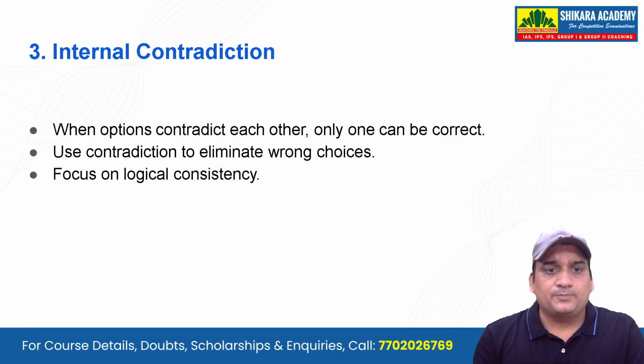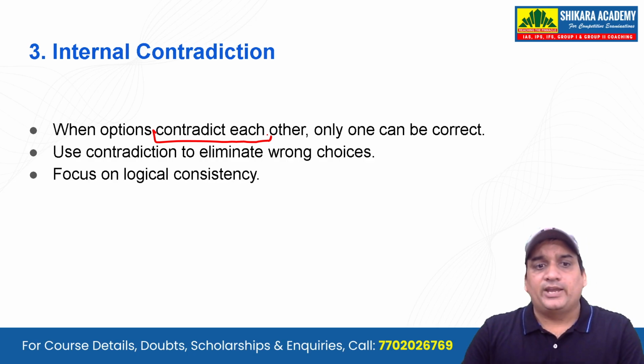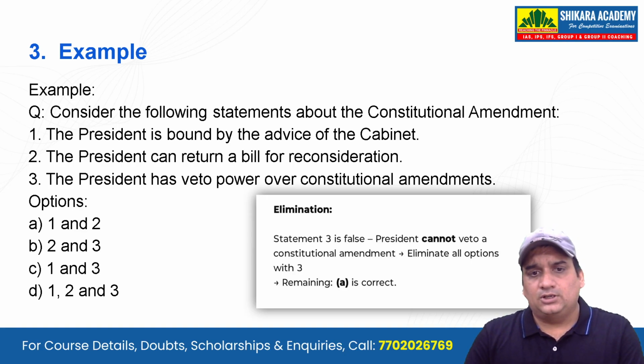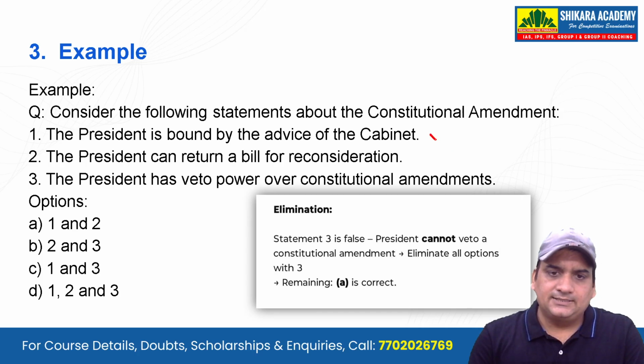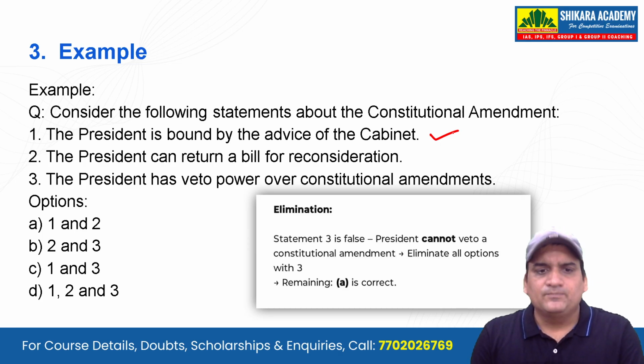Internal contradictions. Now, when options contradict each other. Okay, what is this internal contradiction? When the options are contradicting each other. Let's see. The president is bound by the advice of the cabinet. Okay, the president is bound by the advice of the cabinet. Most of the times we see this happens. The president acts on the advice of the cabinet.